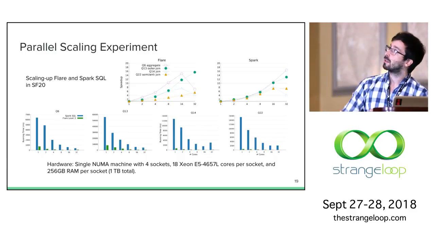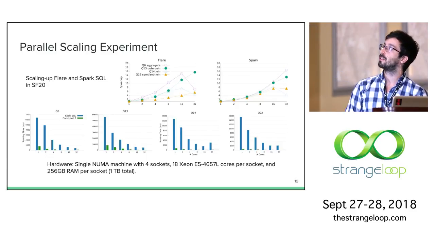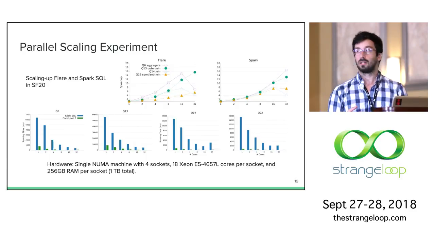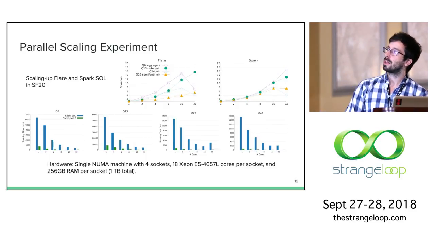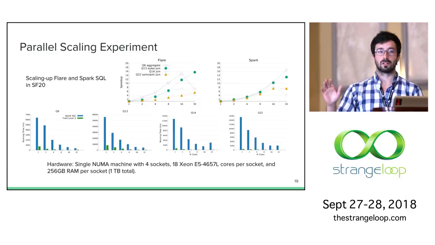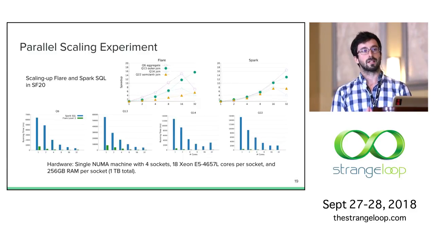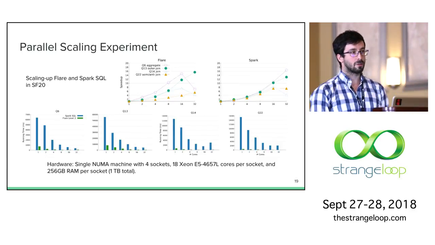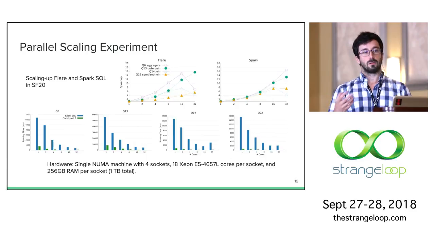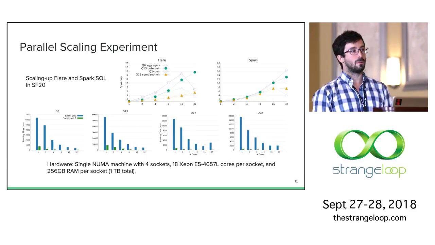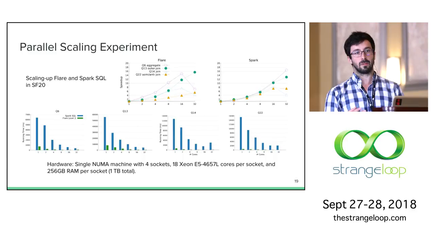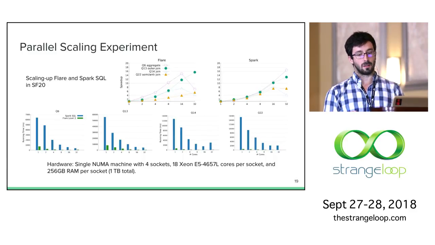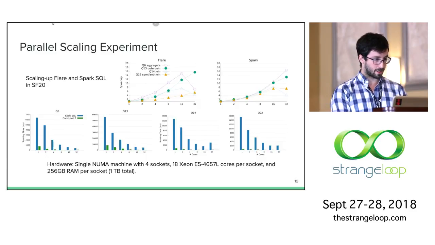We can see that Spark, on the top right, has very good scaling. Every time we add more threads, Spark is faster. And Flare is not too bad, but a little bit not as good as Spark in terms of pure scaling. So the question is, why is that? There is a blog article by Frank McSherry called Scalability! But at what COST?